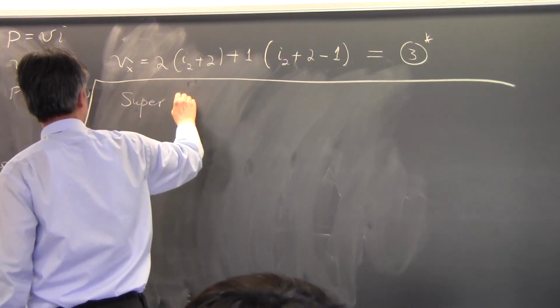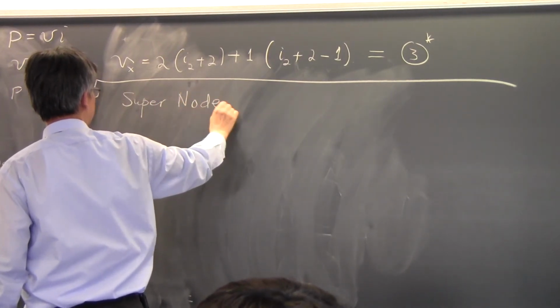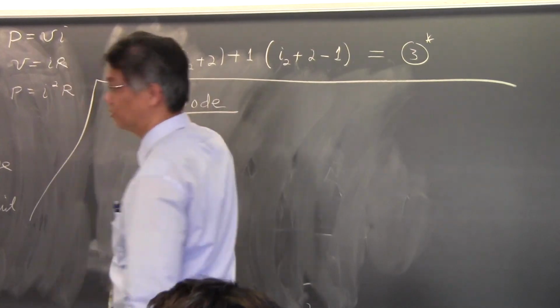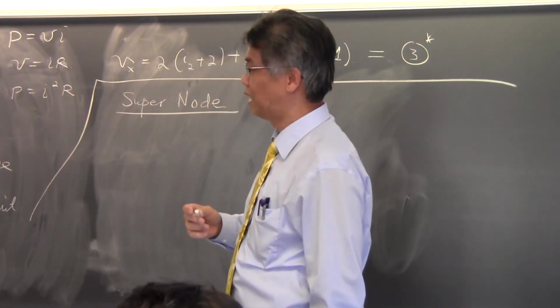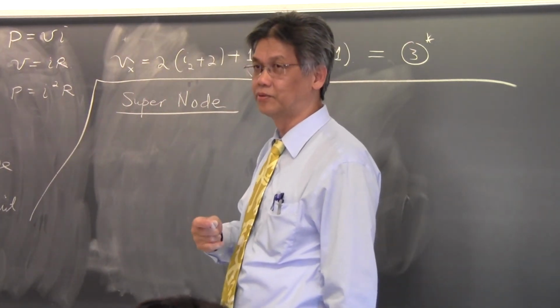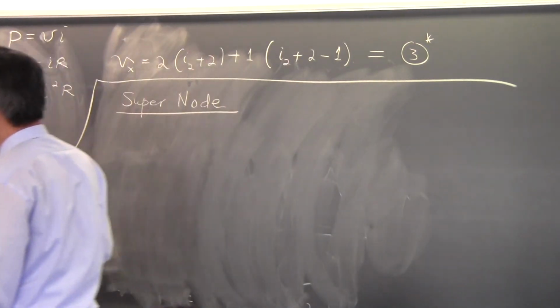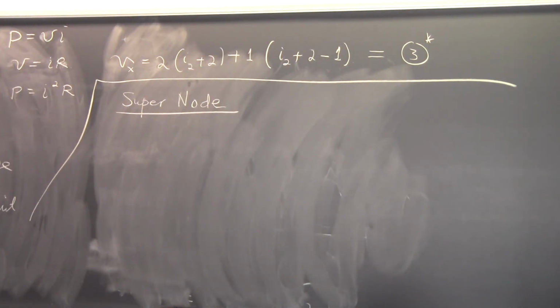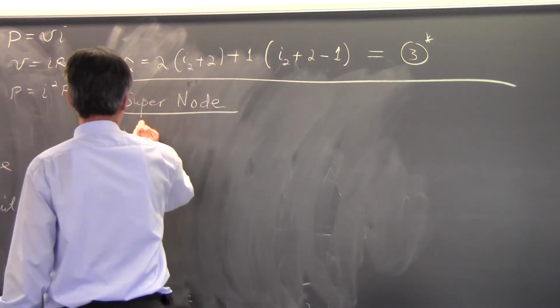I'd like to revisit the concept of a supernode. What is a supernode? A supernode is caused by the presence of a voltage source, just like a superloop is caused by the presence of a current source. So I'd like to redefine what the voltage source is.